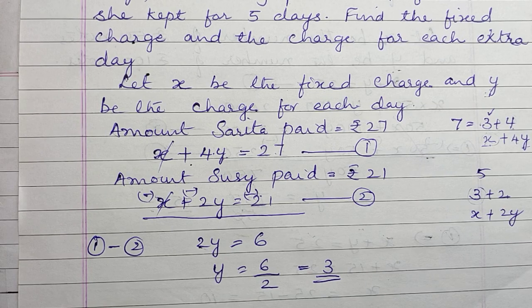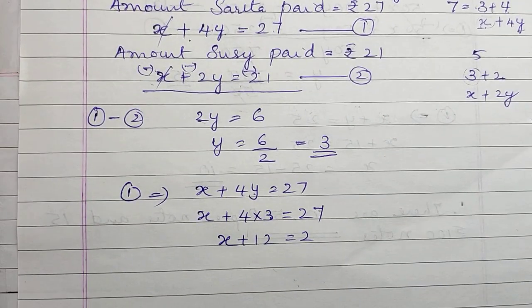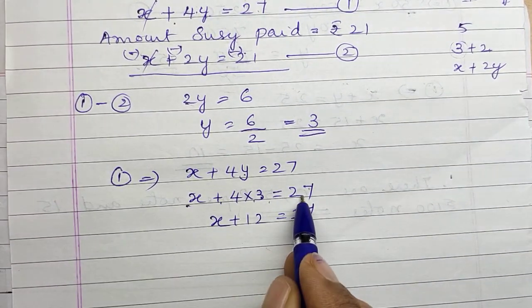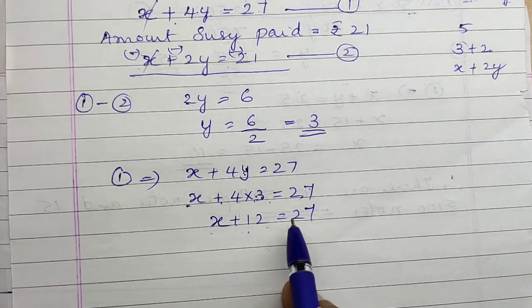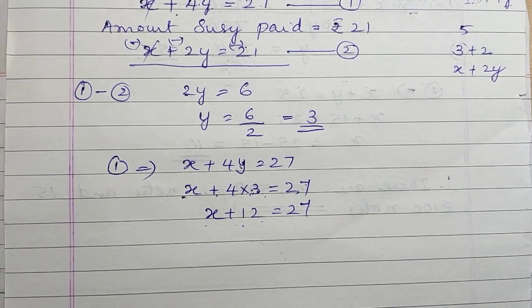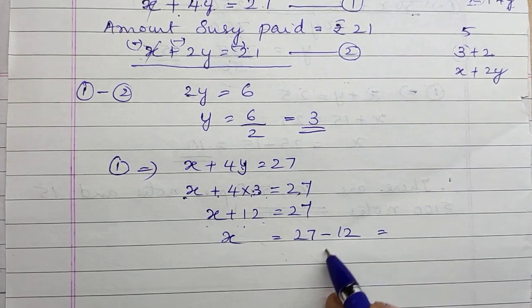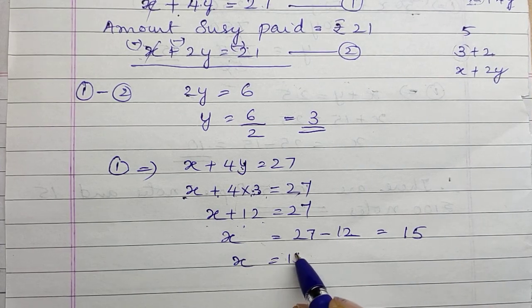I am taking the first equation. So x plus 4y is equal to 27. The x value you don't know. x plus 4 into 3, the y value is 3, equals 27, or x plus 12 equals 27. 4y, the y value we have substituted. 4 3s are 12. So x plus 12 is equal to 27. x equals 27 minus 12, which is equal to 15. So x is equal to 15.